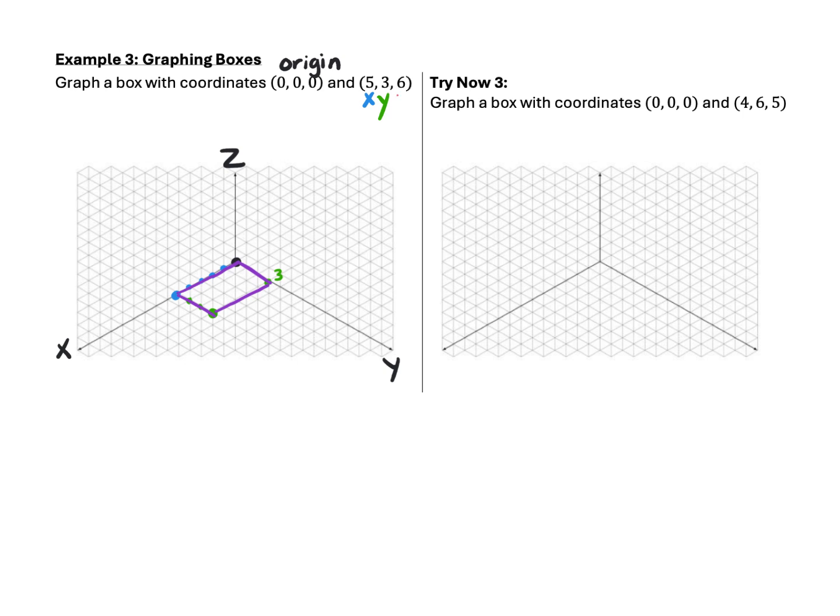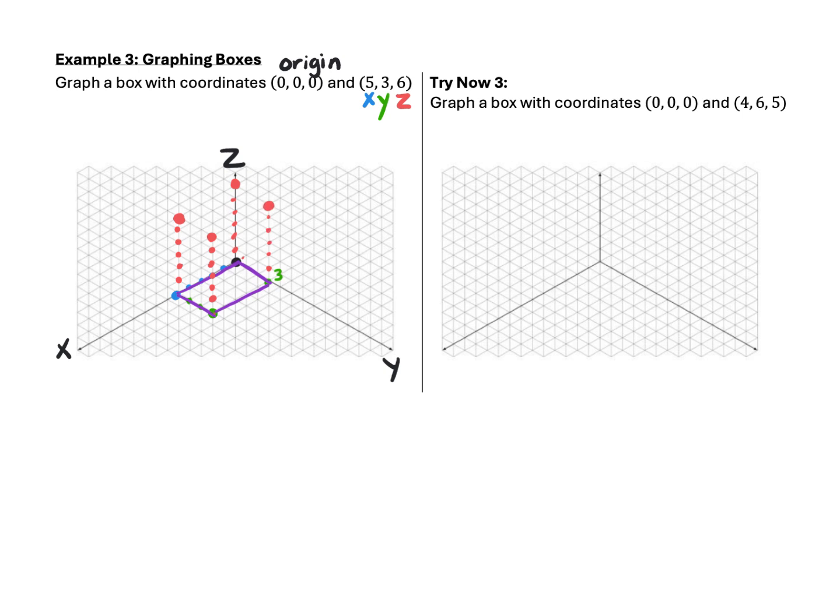For the z value, that's going to be the height from each of the 4 corners. So I know if I were just plotting the point 5, 3, 6, I would start here 5 to the 3 and then 1, 2, 3, 4, 5, 6. But since I want to make a box, I need all of the heights from the base to be 6. So let's go to all the other corners and count up 1, 2, 3, 4, 5, 6, and then 1, 2, 3, 4, 5, 6, and 1, 2, 3, 4, 5, 6.